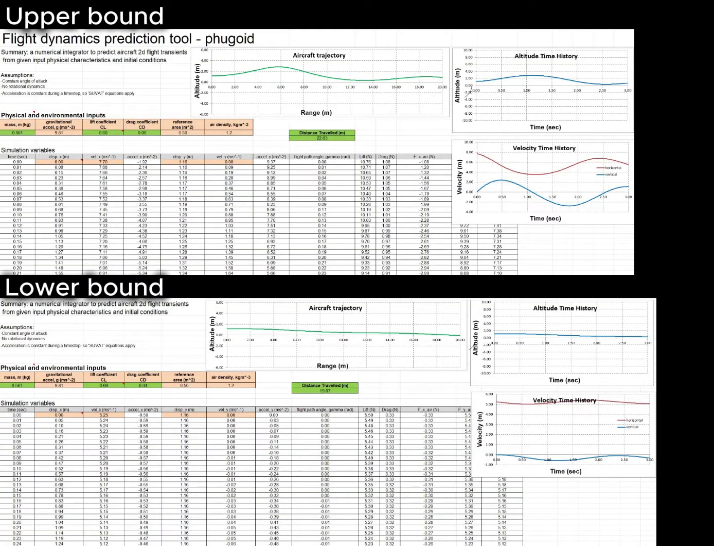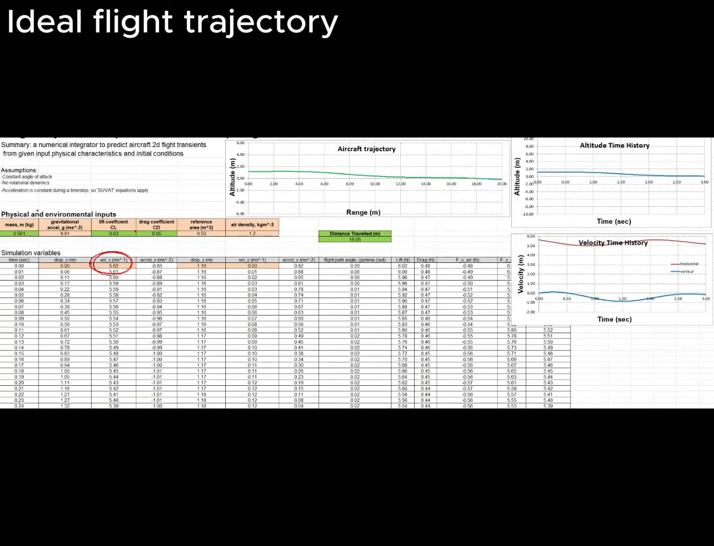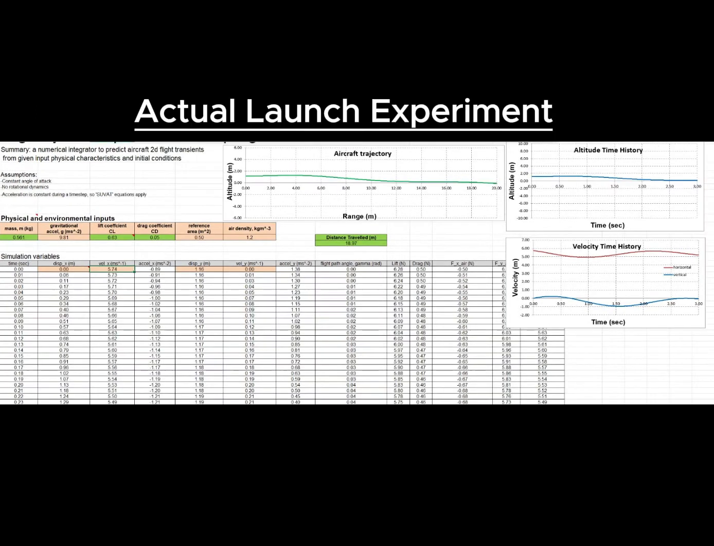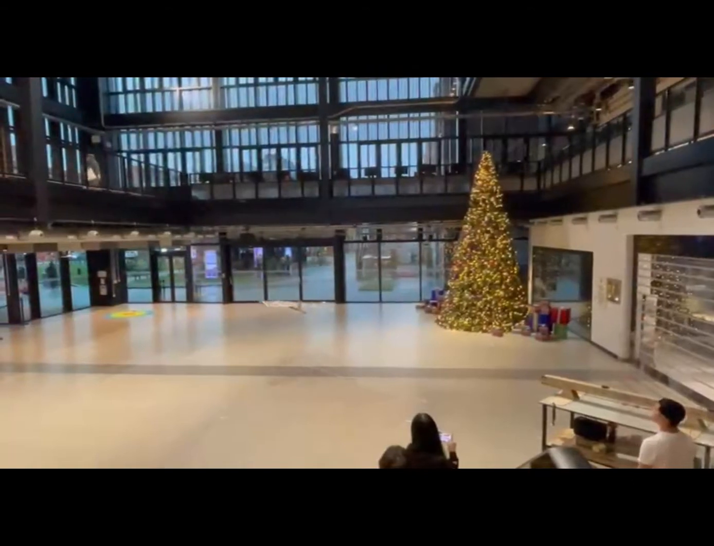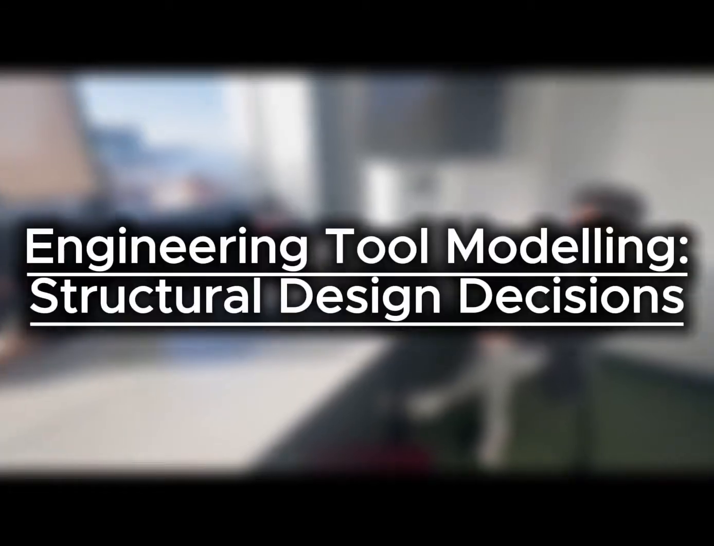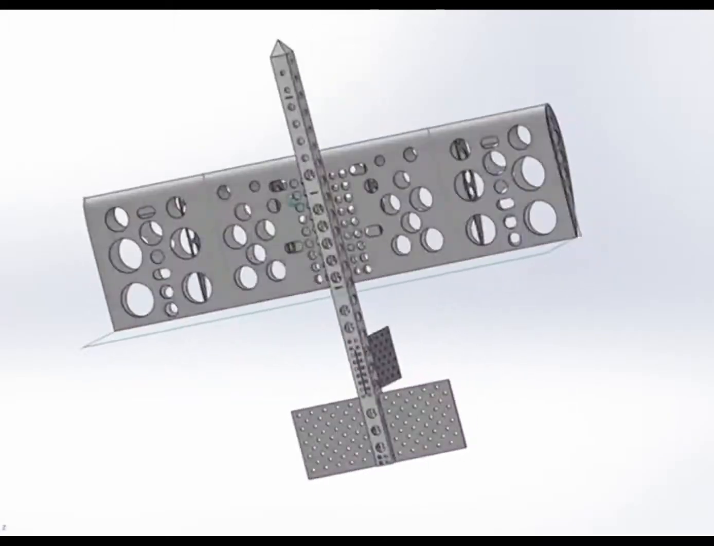Launch phase modelling found that the ideal velocity for an aircraft mass of 0.561 kilograms required a launch velocity of 5.62 meters per second to reach the target of 18 meters. This made us choose catapult position 7 for our launch, as it was the next closest launch velocity at 5.86 meters per second, though in reality the launch velocity was measured at 5.74 meters per second, with a simulated landing distance of 18.97 meters. This proved that our spreadsheet analysis was able to accurately replicate our actual test results with marginal errors.